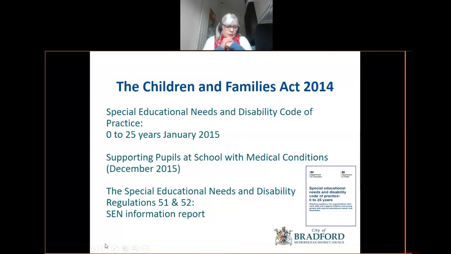I'm moving on now to look at the guidance associated with the Children and Families Act 2014, mainly the Special Educational Needs and Disability Code of Practice, January 2015. This was a document we started looking at right at the beginning of the presentation, where we looked at Chapter 6 and the role of the SENCO.